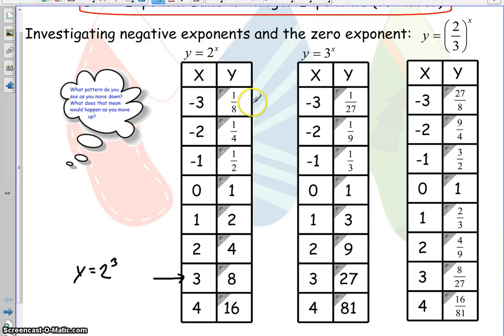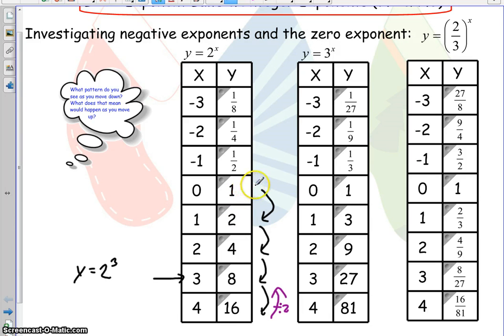You'll notice here with y equals 2 to the x, as you move down the table, each y value is multiplied by 2. Because 1 times 2 is 2, times 2 is 4, times 2 is 8, times 2 is 16. Which makes sense, right? The exponent's going up by 1, so you're multiplying by 2 every single time. That means as you go up the table, you should be dividing by 2 every single time. So 16 divided by 2 is 8, divided by 2 is 4, divided by 2 is 2, divided by 2 is 1, and then you can keep going into the negative values for x.